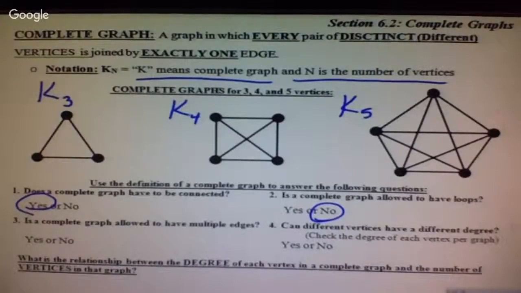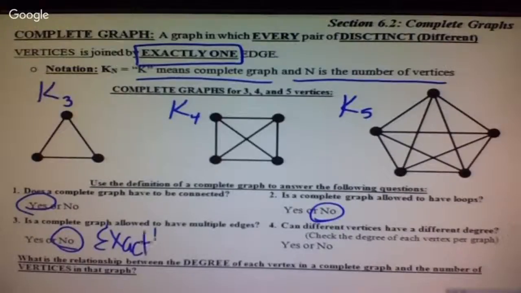The third question. Is a complete graph allowed to have multiple edges? No. This is your keyword for that one: exactly one edge. That's why this is a no. It has to be exactly one edge.